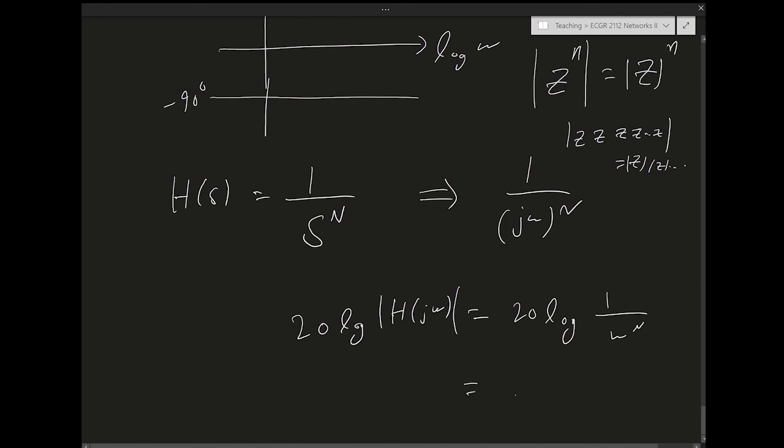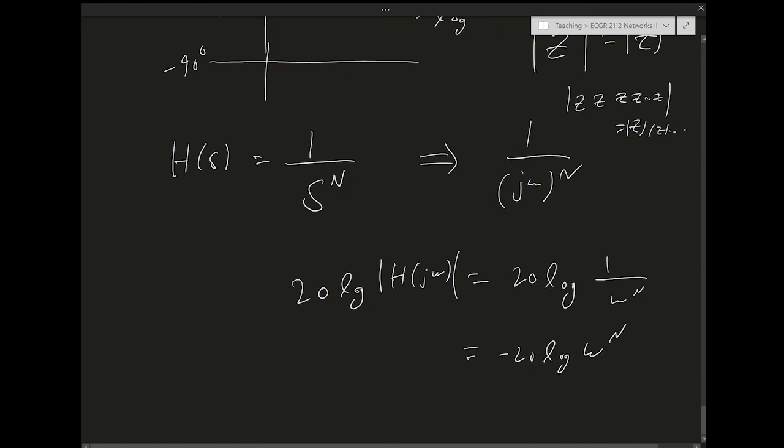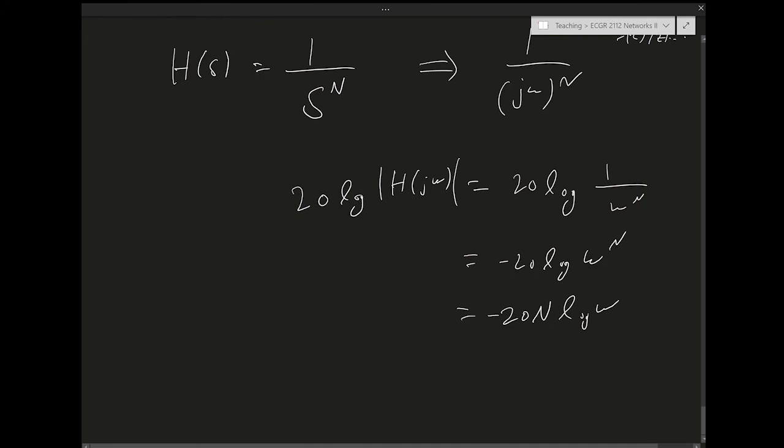So this is equal to minus 20 log omega to the n. And then we can also take n to the other side. This is going to be minus 20 n log omega. Aha! So now the slope is not minus 20 dB per decade, it's minus 20 n, meaning depending on the amount of poles you have, each extra pole is going to give you an extra slope of minus 20 dB per decade.